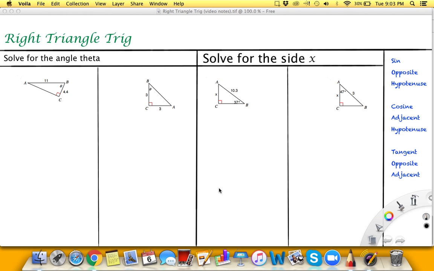Today we're going to be talking about right triangle trig. Now, I know a lot of people get afraid when they hear the term trigonometry, but I want to make this a painless process. So let's go ahead and get right into the examples.